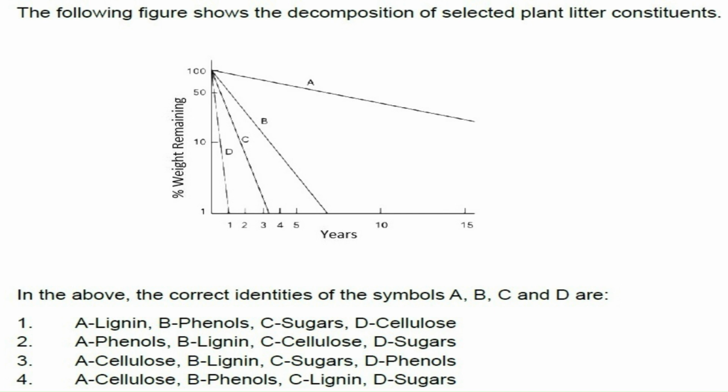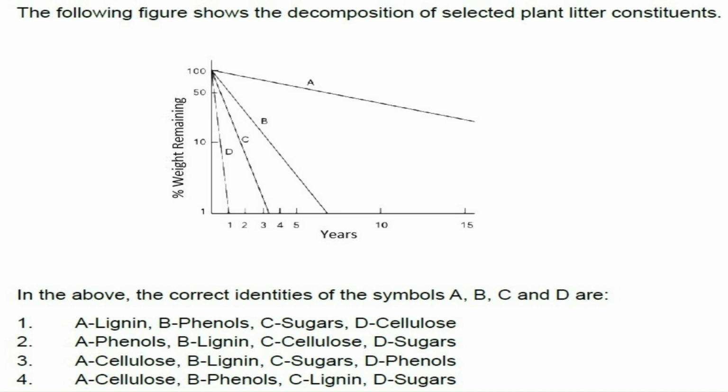So our options are: option 1, A is lignin, B is phenols, C is sugars, and D is cellulose. Option 2, A is phenols, B is lignin, C is cellulose, and D is sugars. Option 3 is A is cellulose, B is lignin, C is sugars, and D is phenols. Option 4 is A is cellulose, B is phenols, C is lignins, and D is sugars.